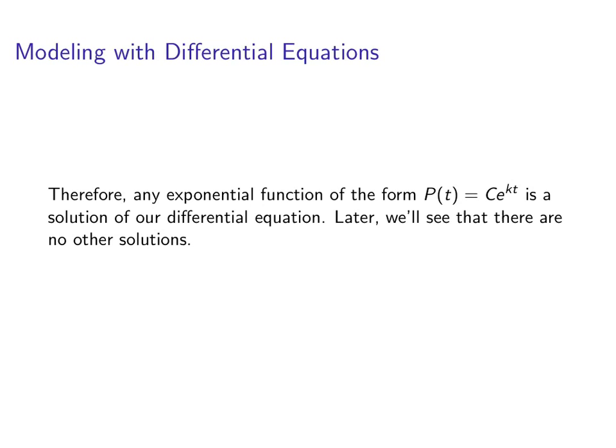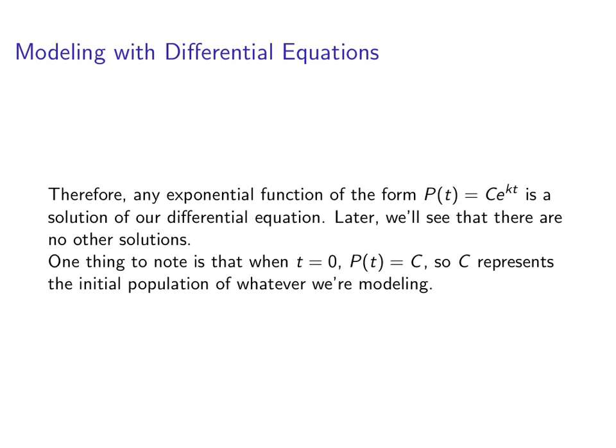The last thing to note is that when time is equal to 0, p of t is equal to c. So in fact c represents the initial population of whatever we're modeling.